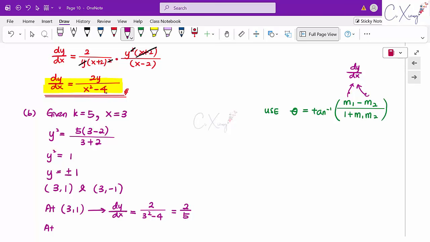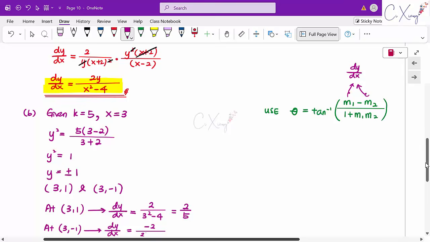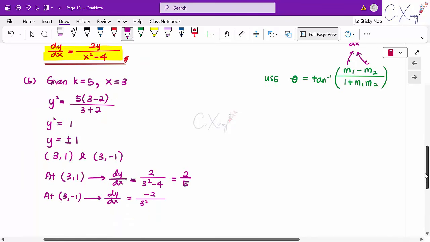And of course, we need the gradient for another line at the point of 3 and also negative 1. What's the dy dx or the gradient of tangent that you have for this case? Then again, it is 2y. So 2y means you're having negative 2 divided by 3 squared minus 4. Okay, so for this particular answer, you'll be having negative 2 over 5. Alright, so we successfully get the dy dx for two separate points here for each of the tangent line.